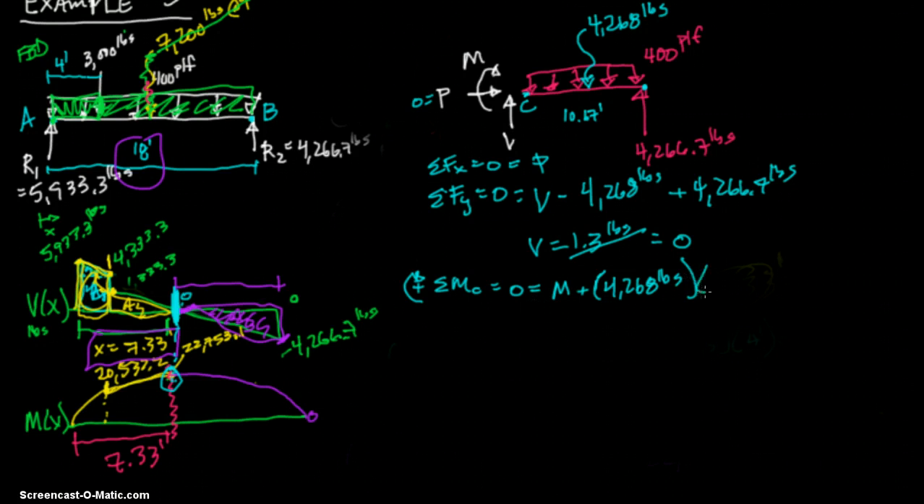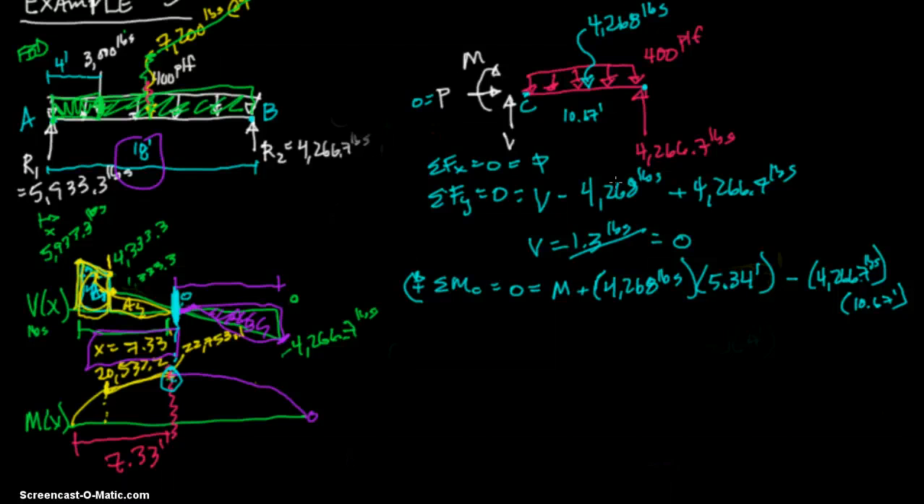5.34. And remember, this isn't going to come out perfect either. We're rounding numbers. It's just the nature of the beast. And then this is going to be negative moment because it's going that way. We define that as positive, so this is negative: negative 4,266.7 pounds times 10.67 foot. Alright, that is our equation. Let's go ahead and solve.